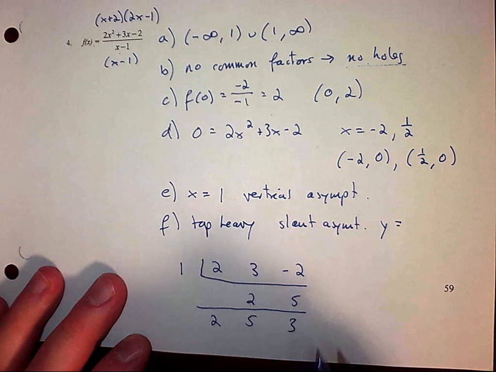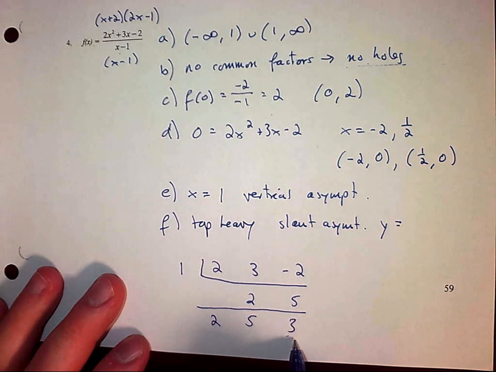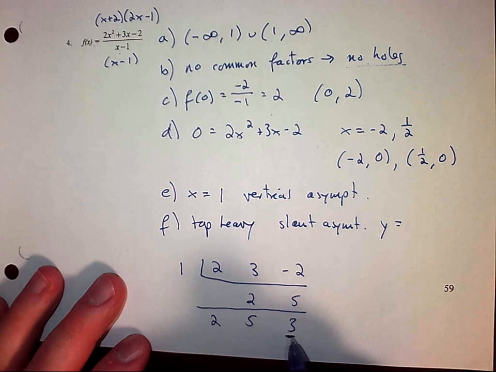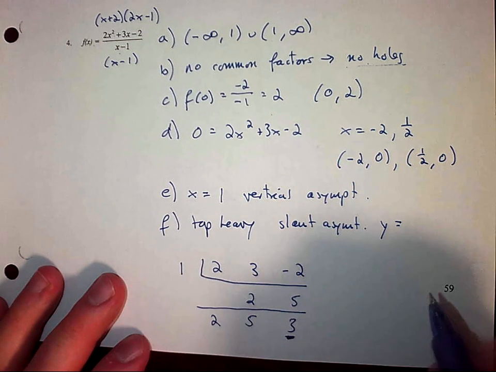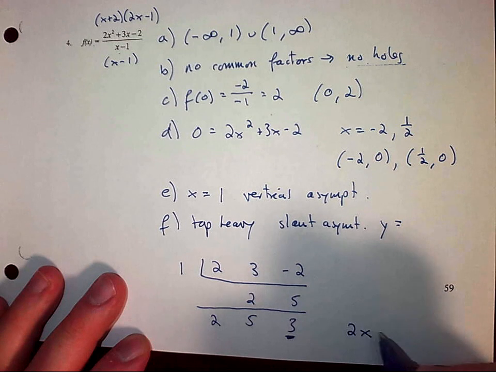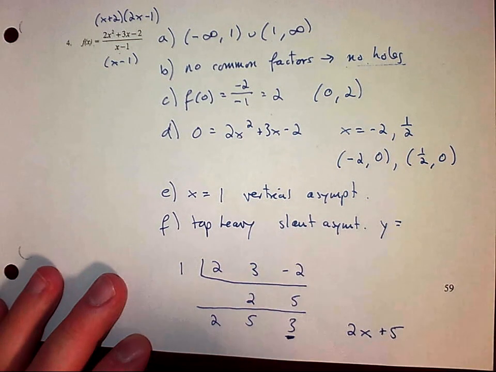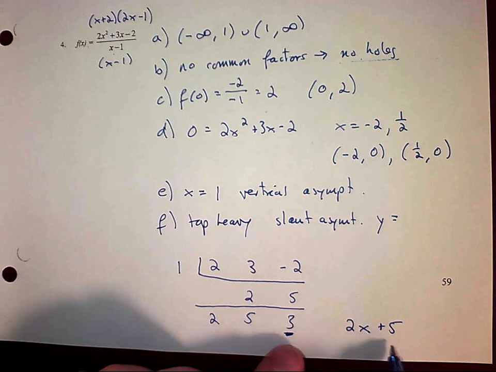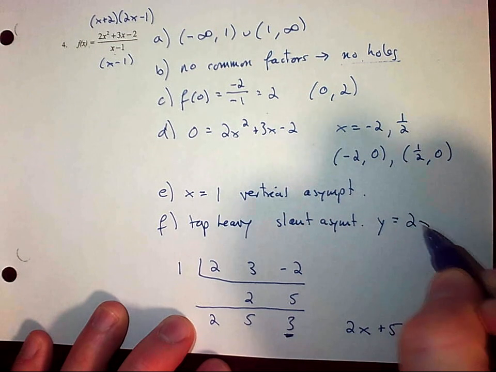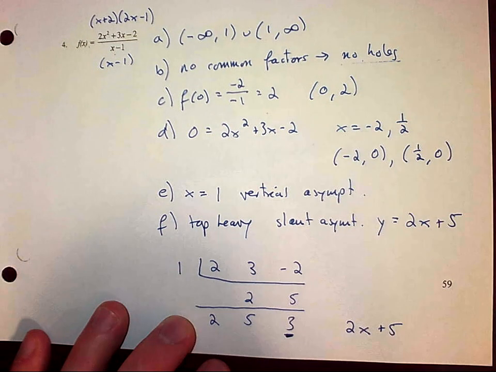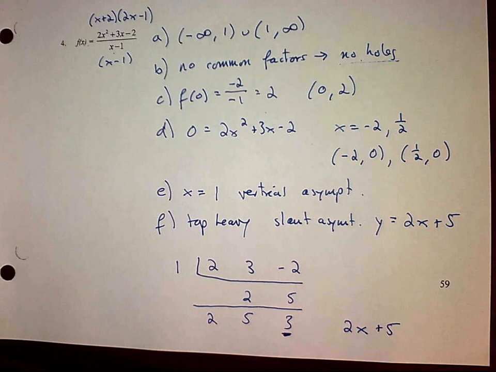Add these two things and we get 3. Again, this 3 right here, this is our remainder term. So therefore, if we don't consider our remainder term, this is going to become our constant term, and this is going to become our x term. So we have 2x plus 5. Again, I'm writing it without the remainder. So therefore, now this becomes our slant asymptote.